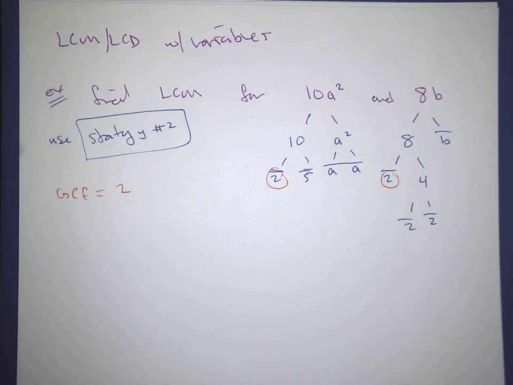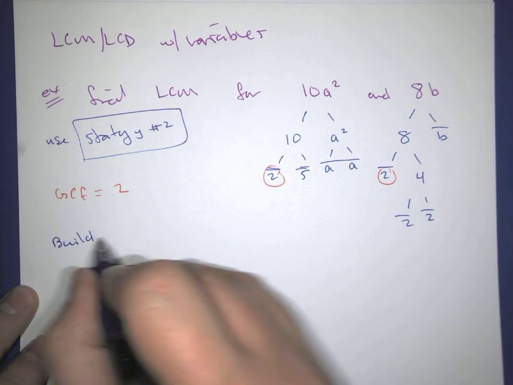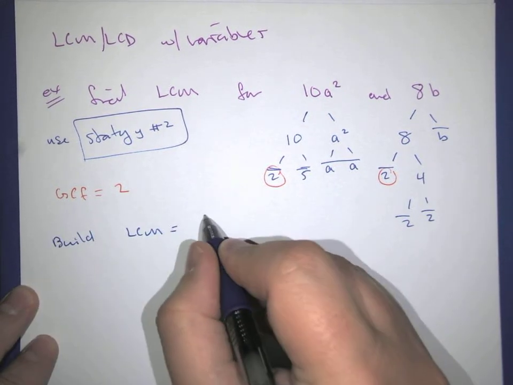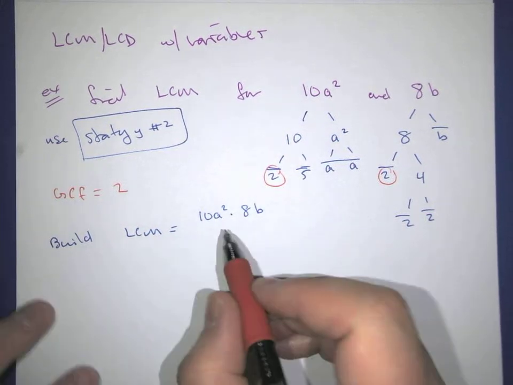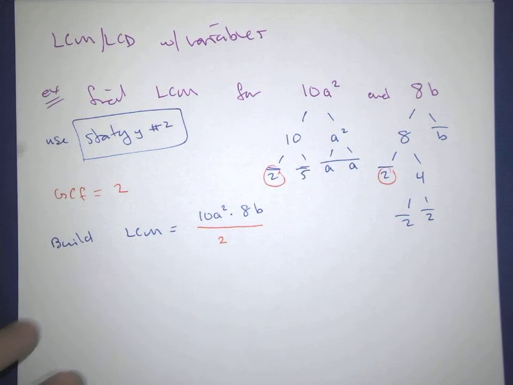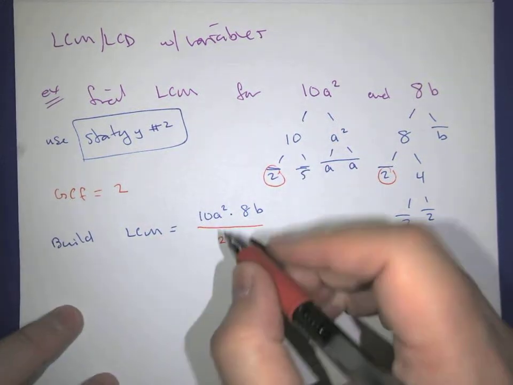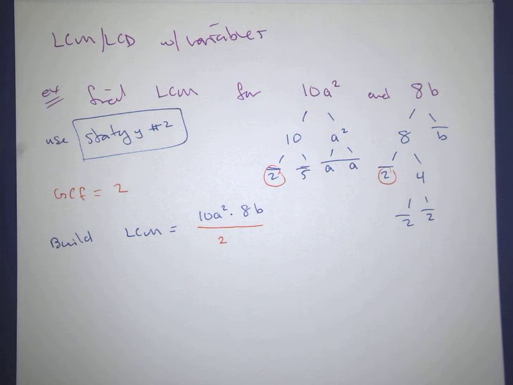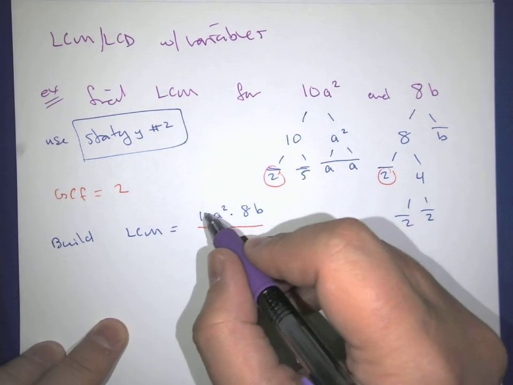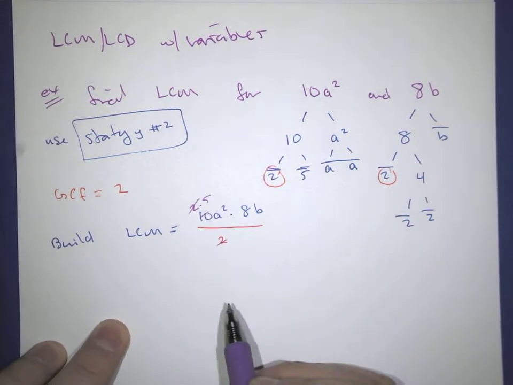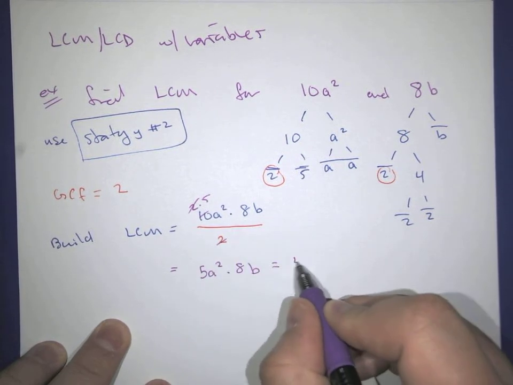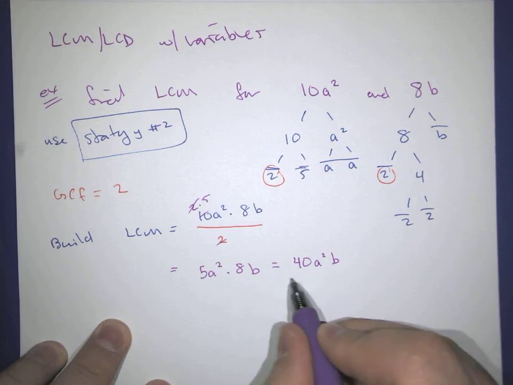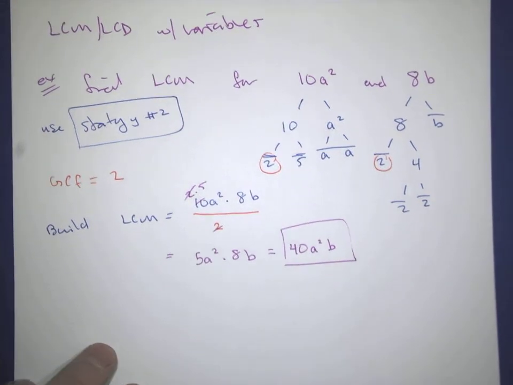What this means for us, as far as building our LCM, is it's going to be equal to 10a squared times 8b divided by 2. And so we can break this down in either position. We could say 2 into 10 or 2 into 8. I'll just do 2 into 10, I suppose, because it's right there. That would leave us with 5. So my LCM here is 5a squared times 8b. So this is going to be 40 with a squared and the b together, right?